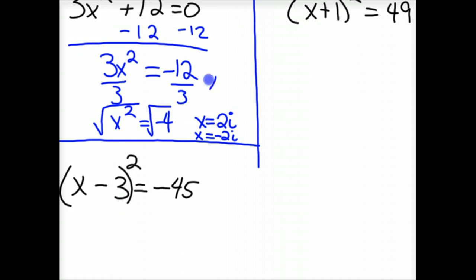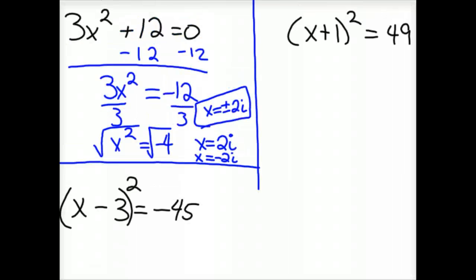And so we always write that as x is equal to, geez, I've got too many equal signs. x is equal to plus or minus 2i. So there's your concise answer with as few symbols written as possible.